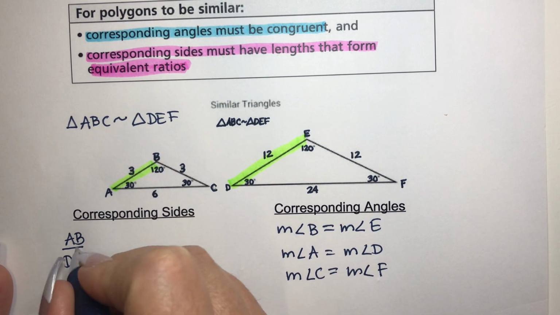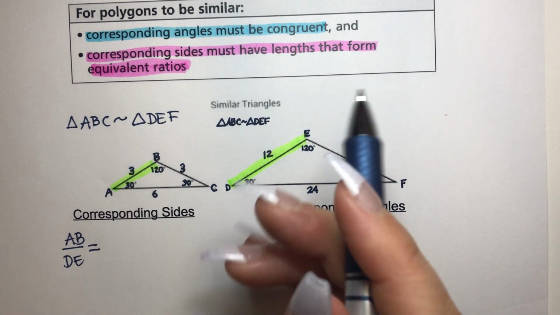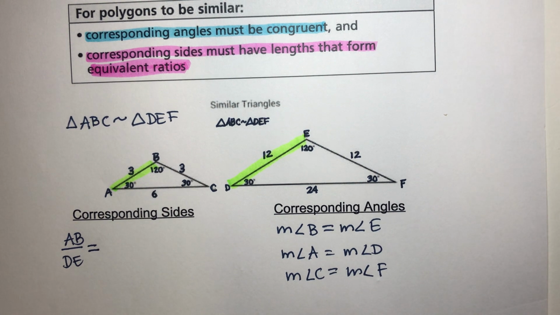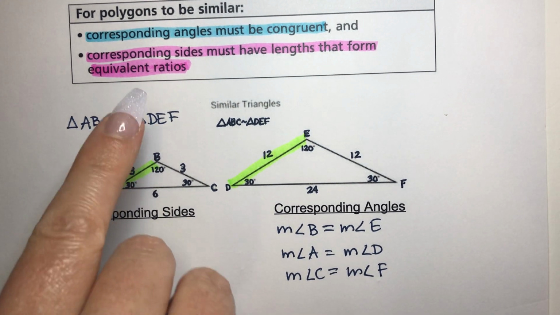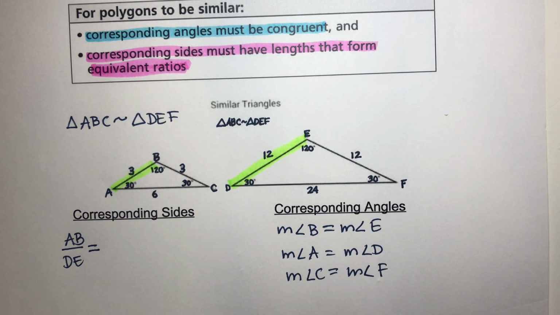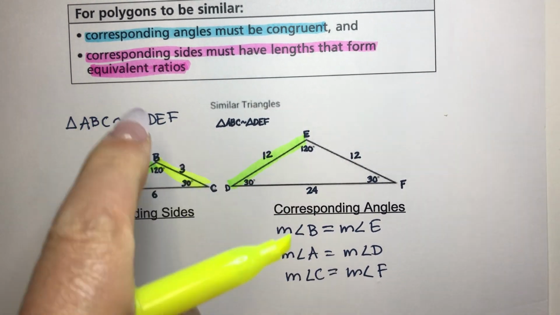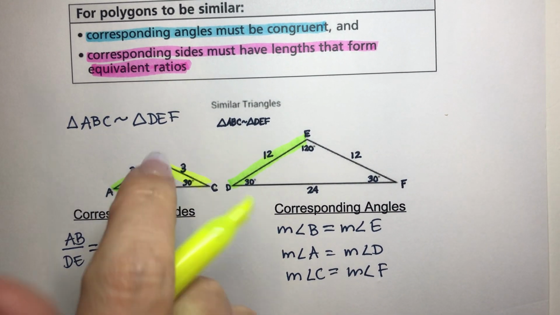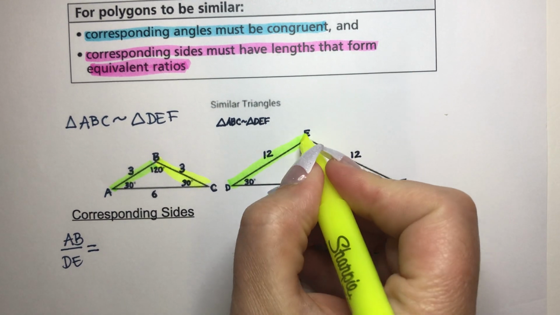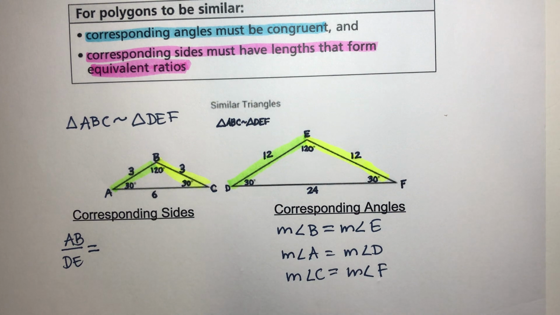Okay? Now, that is the same as, let's see, okay, so we did the first two letters. We can do the last two. So BC corresponds with the last two here, EF. So it just illustrates how important it is for you to write this similarity statement correctly.